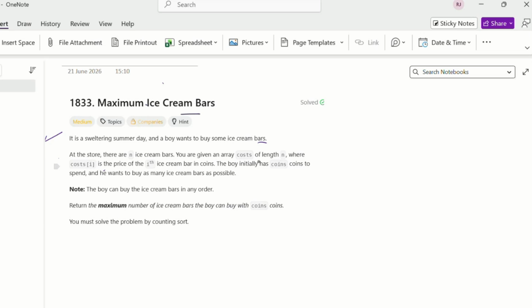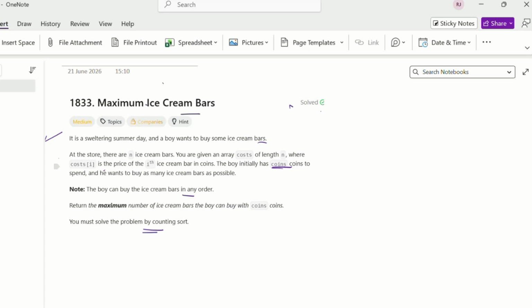You are given an array cost of length n, where cost[i] is the price of the ith ice cream bar in coins. The boy initially has some coins to spend, and he wants to buy as many ice cream bars as possible. The boy can buy the ice cream bars in any order. Return the maximum number of ice cream bars the boy can buy with coins. You must solve the problem by counting sort.